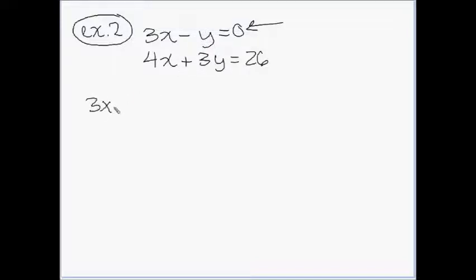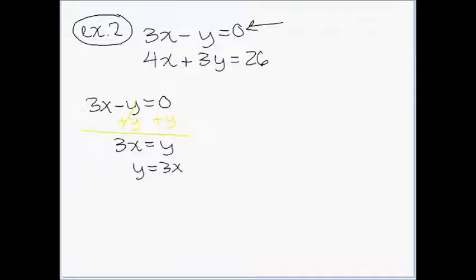Okay, so I'm going to take 3x minus y equals 0. To solve for y, the easiest way to do this would probably be to add y to both sides. So I'm going to add y to both sides, because that will allow me to get y by itself, positive y by itself. So 3x equals y, or in other words, y equals 3x.